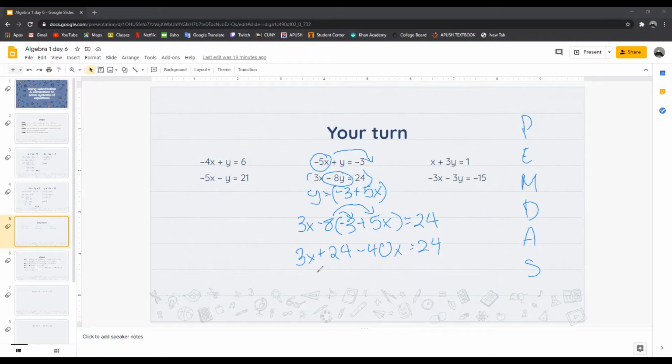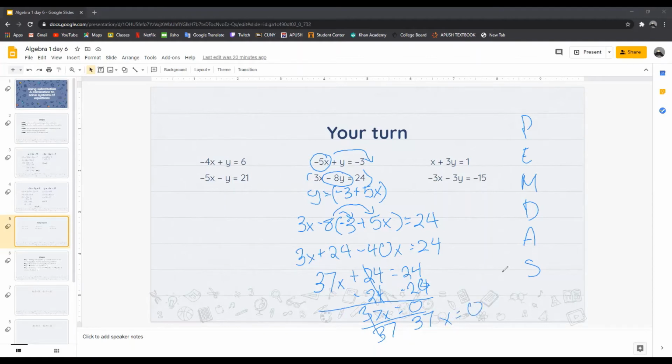And you'll get negative 37x. And now we bring everything down. And now we would minus 24 on both sides. And that's 24. And then you get 37x equals to 0. Divide to get your x alone. And x would equal to 0.